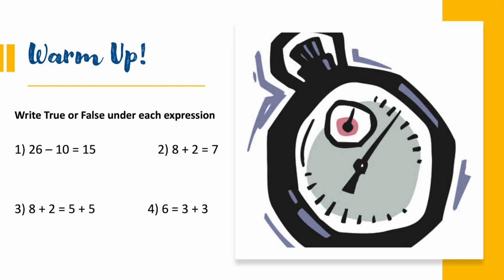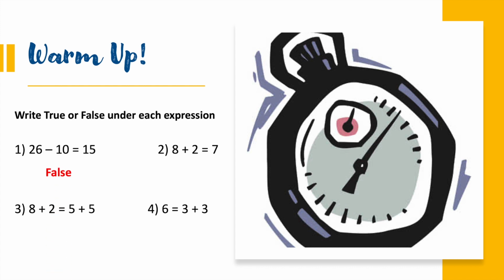Ten seconds left. And stop. All right, mathematicians, let's go ahead and check your work. Let's start with number 1. It says 26 take away 10 equals 15. Just by looking at it, I know that the number that is going to be changing is not the ones, but the tens. So that means that 26 take away 10 equals 16. Therefore, that problem is false.